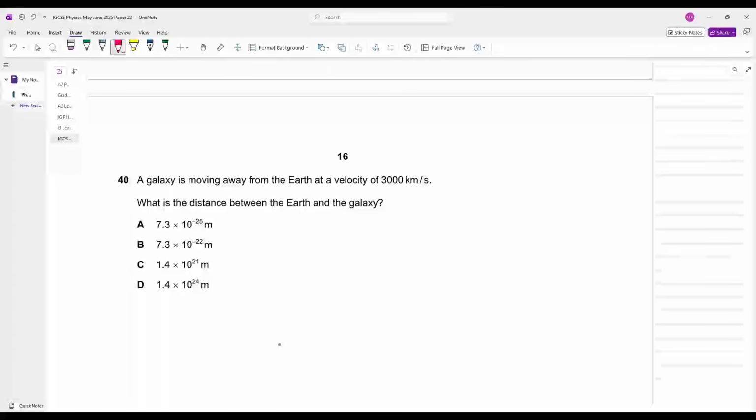A galaxy is moving away from Earth at a speed of this. This is your speed of recession. What is the distance between the Earth and the galaxy? Which formula will we use? V is equal to h naught d. Do you remember the value of Hubble's constant? 2.2 times 10 raised to the power of minus 18. What is V? 3000, and then you have kilometers here. So you will multiply by 10 raised to the power of 3.